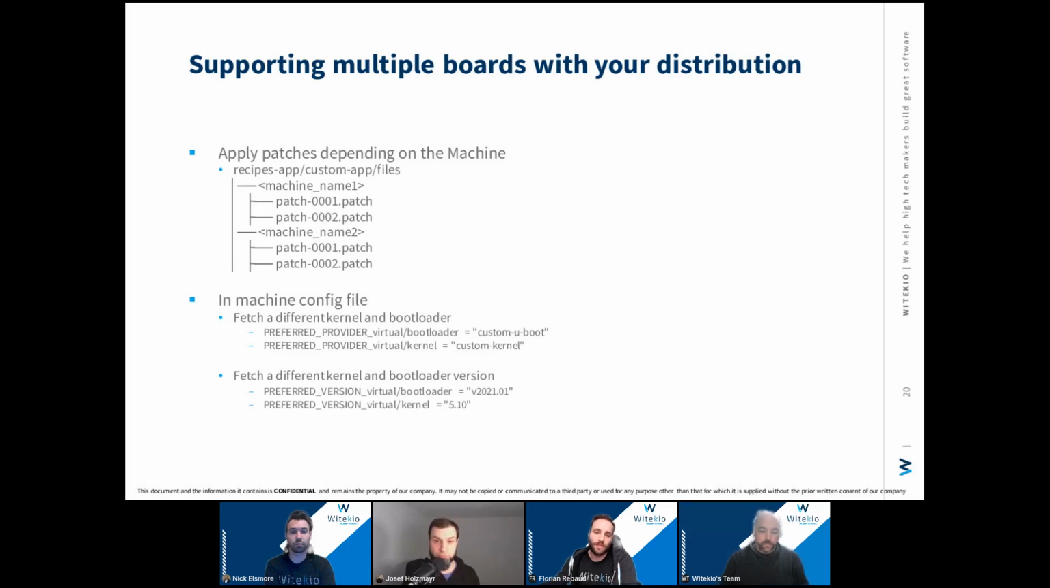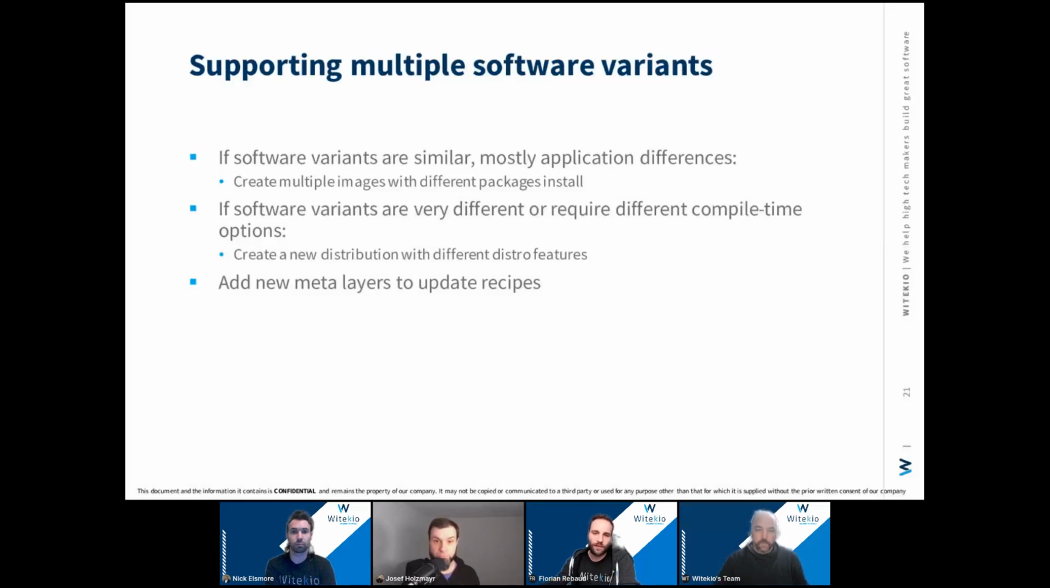And this will be done using the preferred provider variable in Yocto. You can also, depending on the machine, fetch a different version of the U-boot or the kernel or whatever. And this will be done using the preferred version variable. So now you have the same version for multiple boards.